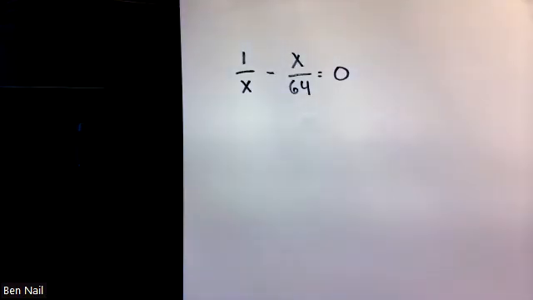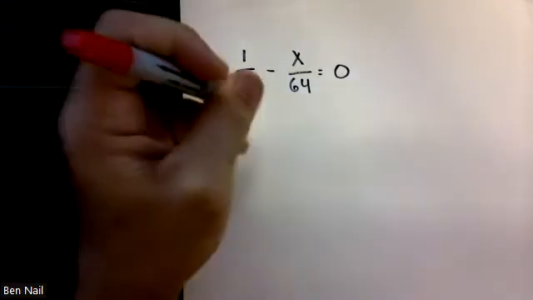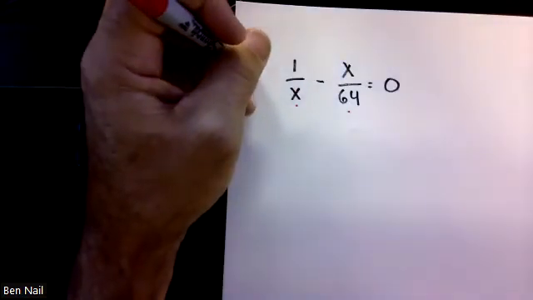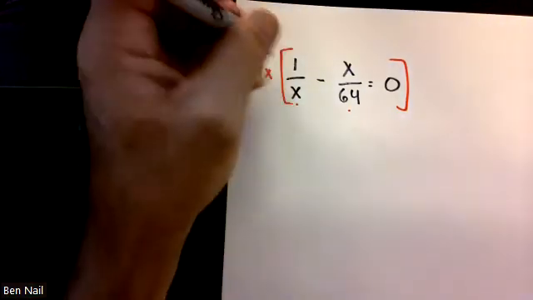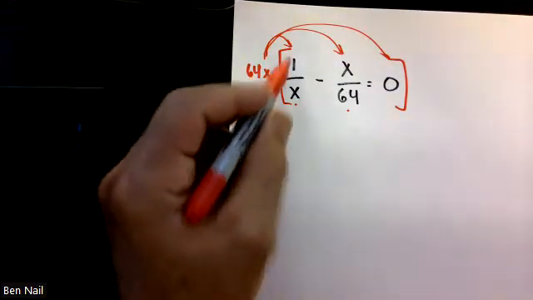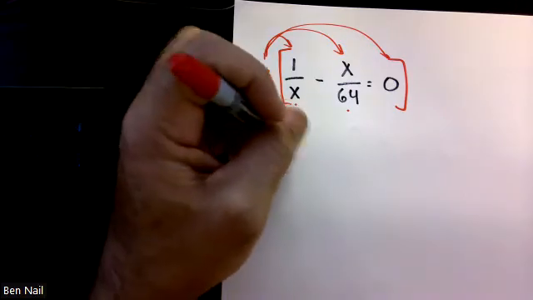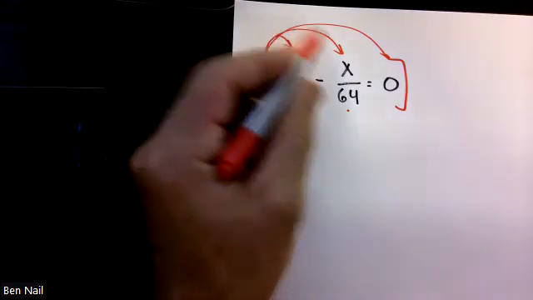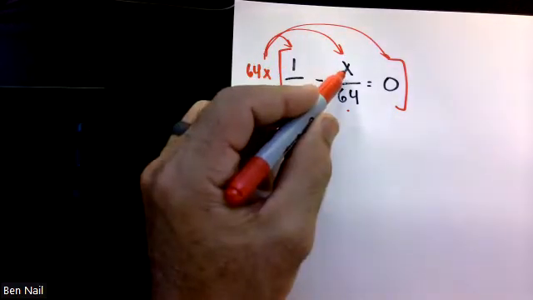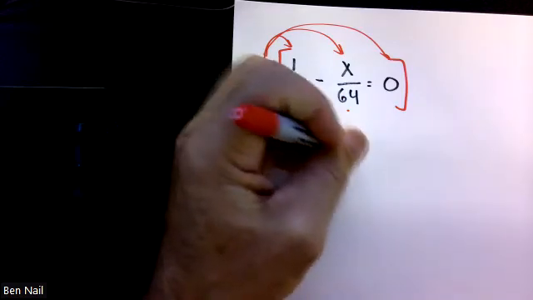Okay, 1 over x minus x over 64 equals 0. Same game. We want to get rid of our fractions. Looking at our denominators, our common denominator is going to be 64 and x. So we're going to distribute that to everything. So 64x times 1 over x is 64. Your x's cancel here.